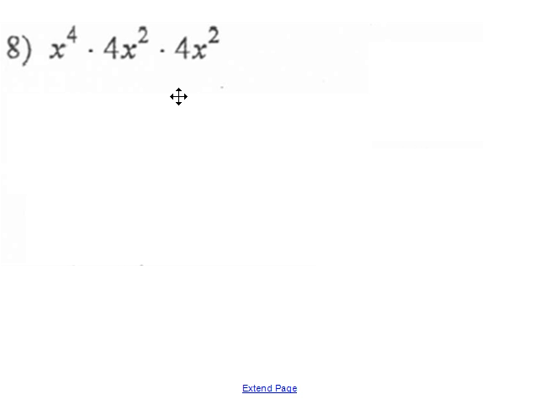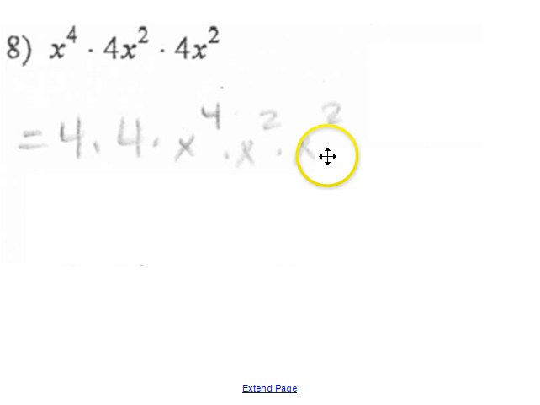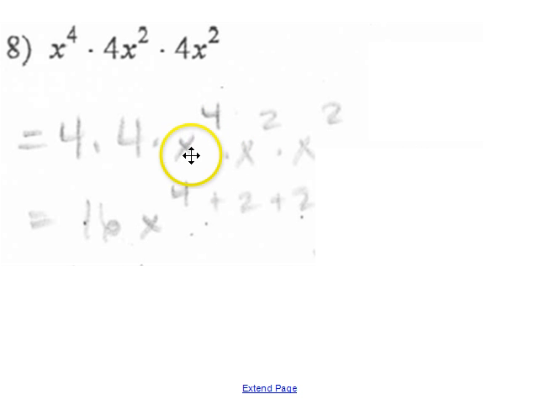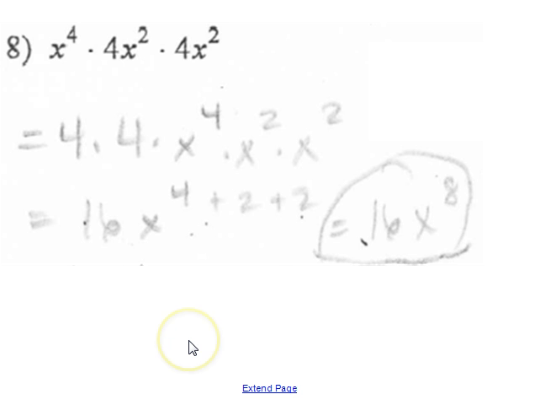I find it much easier to rearrange problems like this when everything's being multiplied, and in this case everything is, to rearrange it to put numbers next to numbers and letters next to letters. So I've rearranged it this way, 4 times 4 times, and then here's the string of all the different x terms. Well, 4 times 4, of course, is 16. And the x's, well, remember what we did on the very first example. You add those exponents because the bases are all the same. 4 plus 2 plus 2. So I've got 16x to the 8th. And that's my answer.